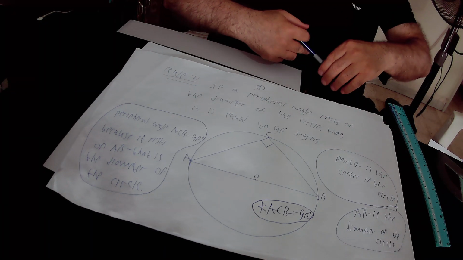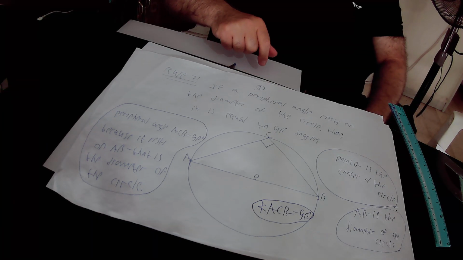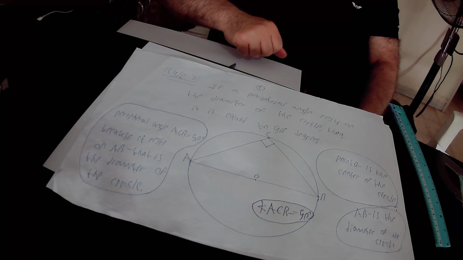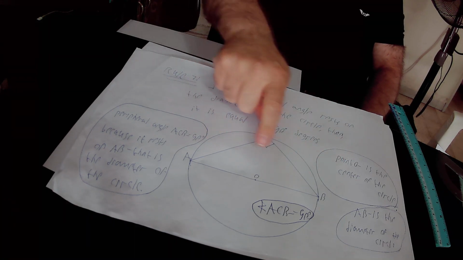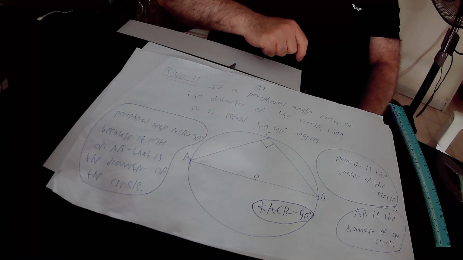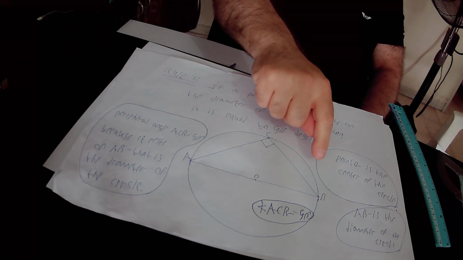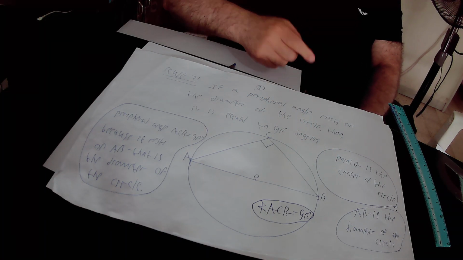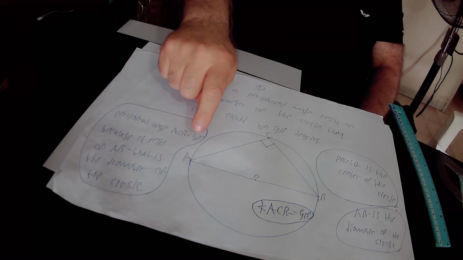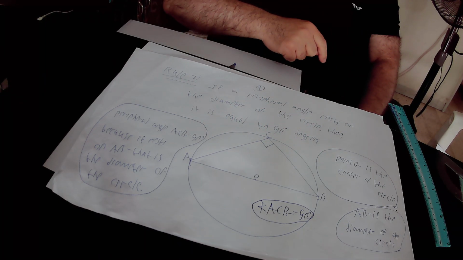According to rule 7, if a peripheral angle subtends on the diameter of the circle, then it is equal to 90 degrees in its size. So in the drawing we have a circle. AB is the diameter of this circle, and we have a peripheral angle ACB. This peripheral angle ACB is subtended on AB, that is the diameter of this circle, and therefore according to rule 7, peripheral angle ACB must be equal to 90 degrees in its size because it is subtended on AB, that is the diameter of the circle.